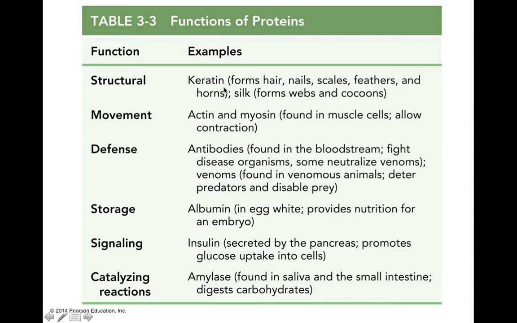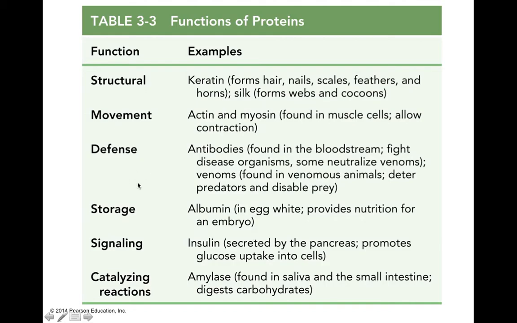Keratin is found in your hair and your nails, also not in yours, but in scales, feathers, and horns in other animals. Proteins that are involved in motion include things like actin and myosin that are found in your muscle cells and allow your muscles to contract and then, of course, relax. Also, all of your immune response, so your defense, is going to involve things like antibodies. These are proteins as well. Antibodies are specific to what they interact with.